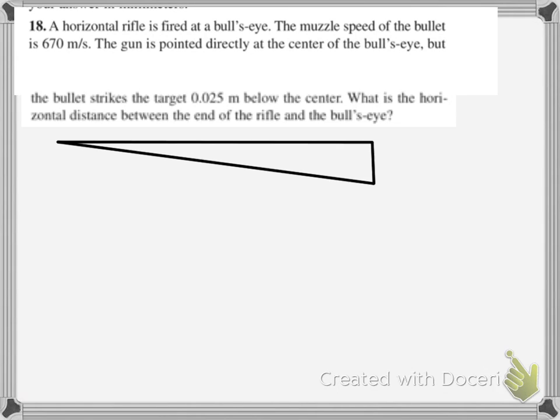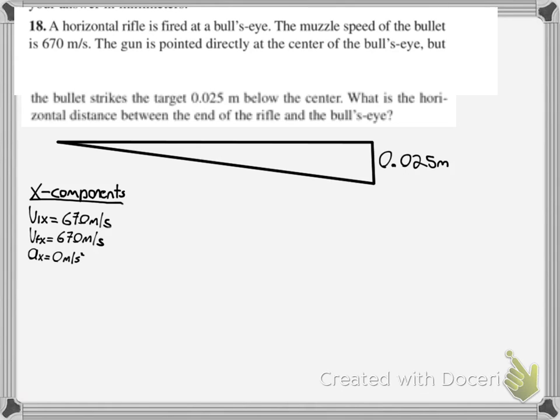So we start out by drawing our diagram, and we know that the bullet strikes 0.025 meters below the center. For our x components, we know that the initial velocity in the x is 670 meters per second. This is because the bullet is fired horizontally, therefore it has a horizontal x component of 670 meters per second. We know that the final velocity is the same, and that the acceleration in the x is 0 meters per second squared. We don't know our displacement.